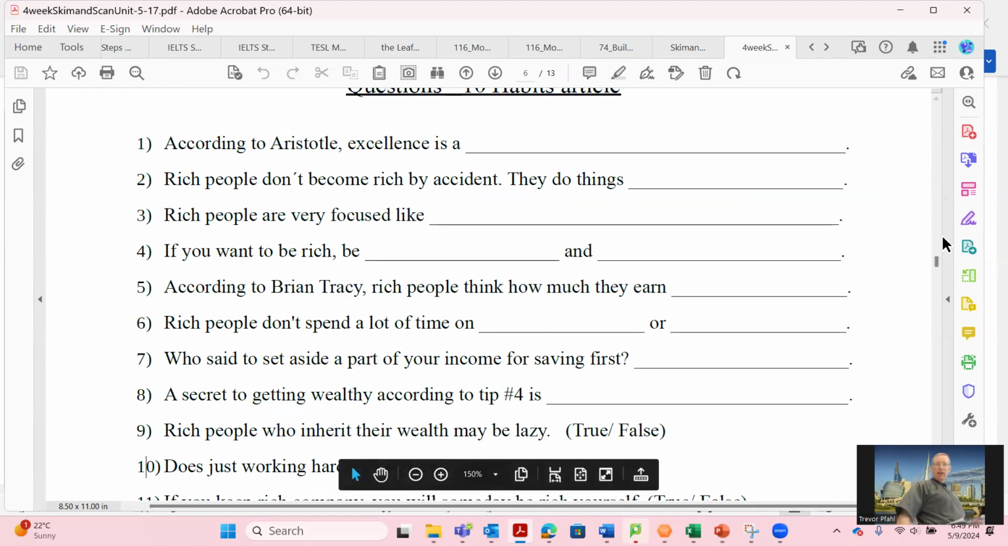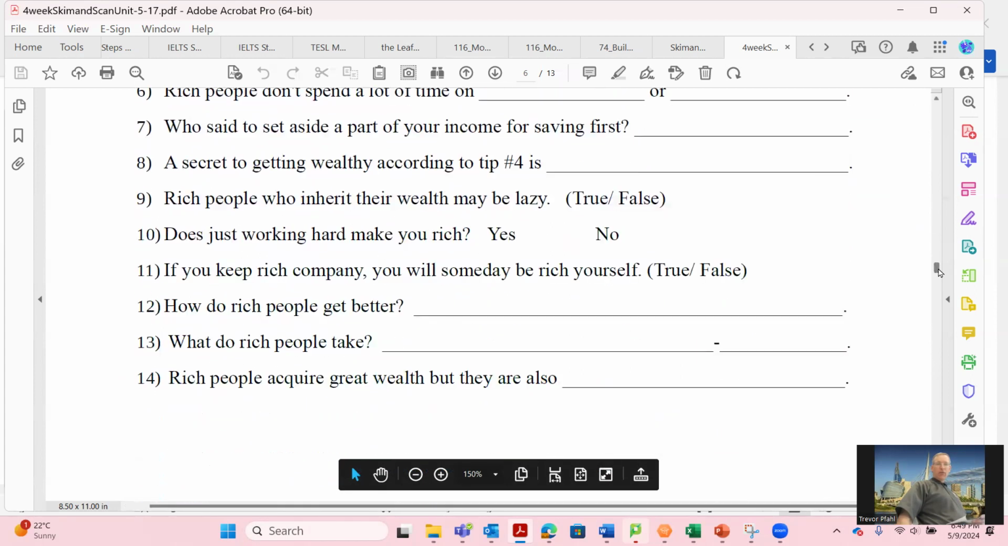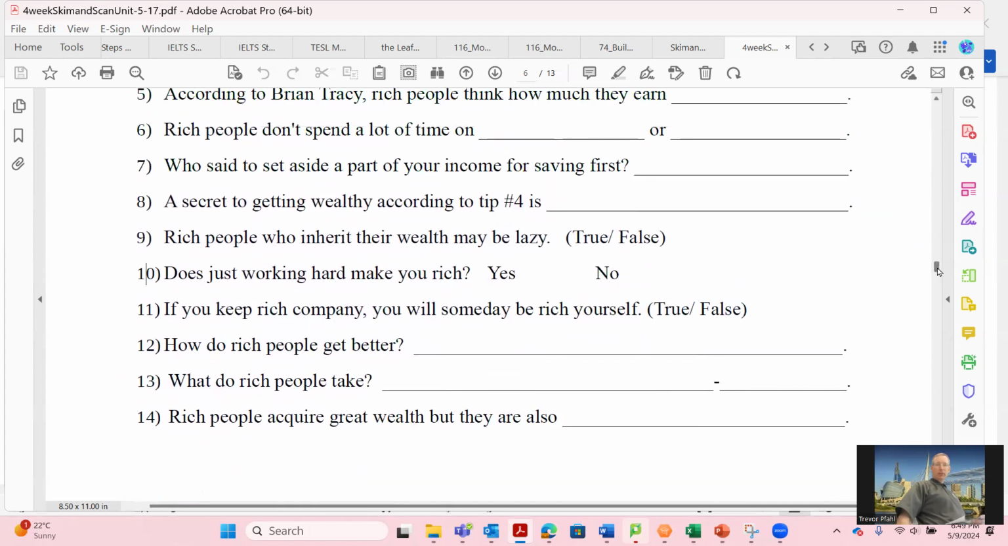Does just working hard make you rich? Oh, I skipped one. Sorry, number 9. Rich people who inherit their wealth may be lazy. So this is the word we talked about with possibilities, maybe. So this is true. Some people, if they are just given money, might be a bit lazy. It doesn't mean that because they got money they're lazy, but it's possible. So here I would say this is true.